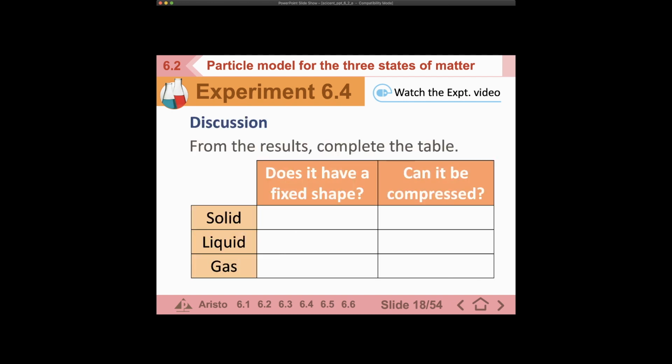So this is the summary. You have to know the result. Solid: it has a fixed shape and cannot be compressed. For liquid, it does not have a fixed shape and cannot be compressed. For gas, it does not have a fixed shape and it can be compressed.